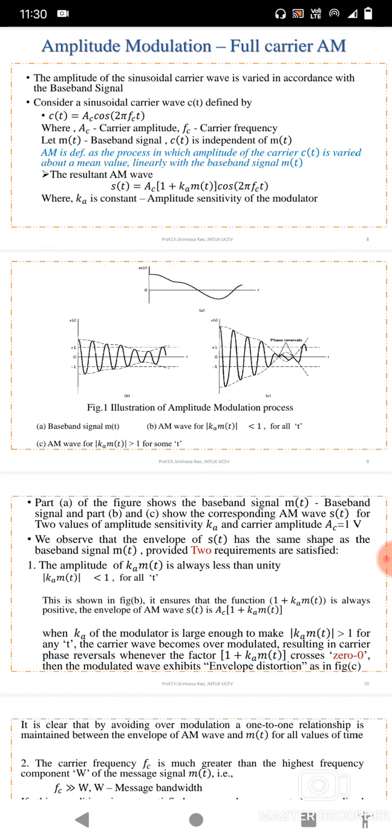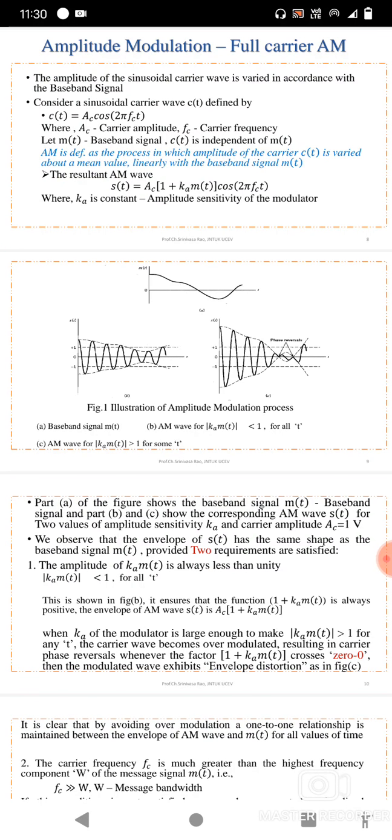m(t) denotes the baseband signal, and the amplitude modulated wave is described as a function of time, given as s(t). The resultant amplitude modulated wave is s(t) = [1 + Ka m(t)] cos 2π fc t. In this equation, Ka is a constant value, the amplitude sensitivity of the modulator. The above equation, the s(t) equation, is called the standard form of the amplitude modulated wave.